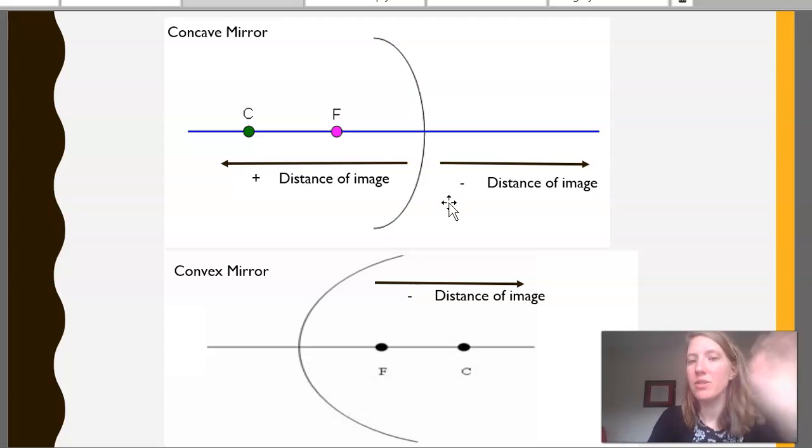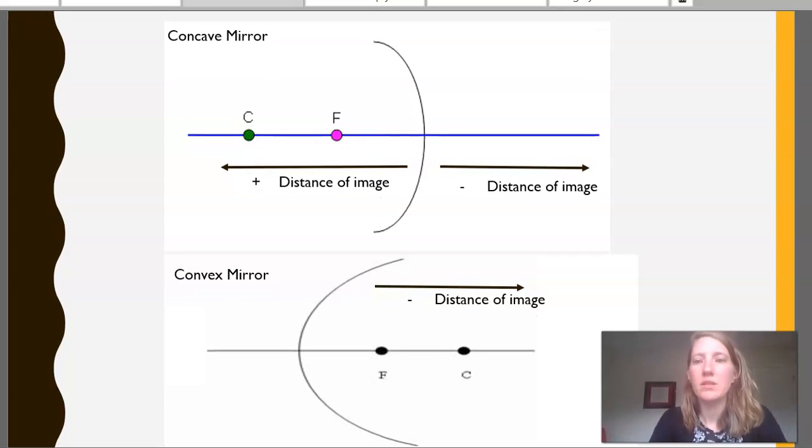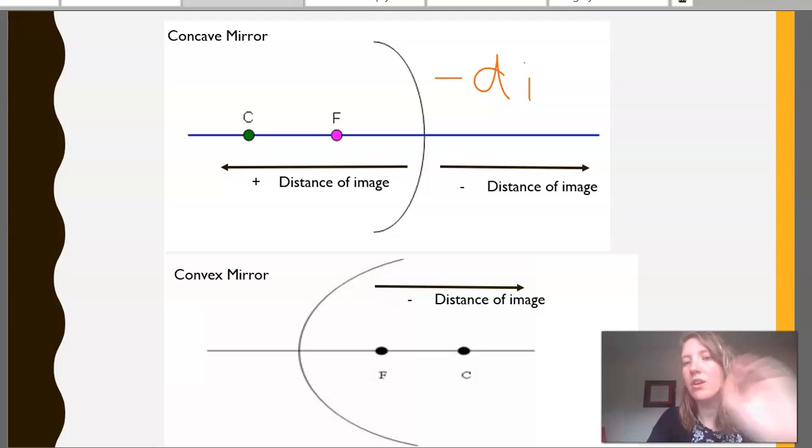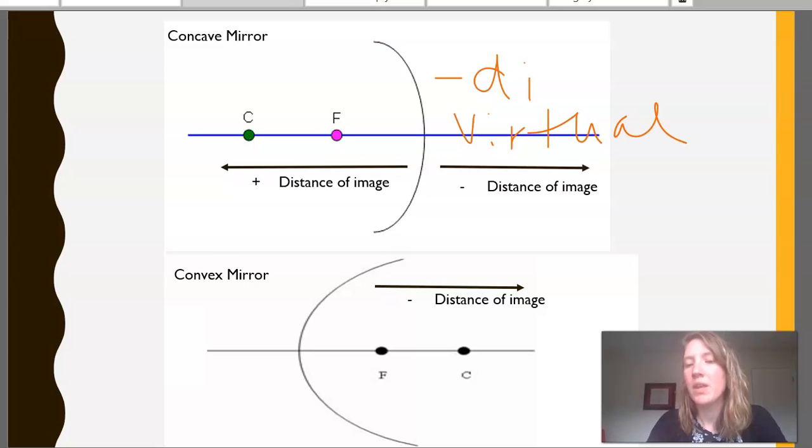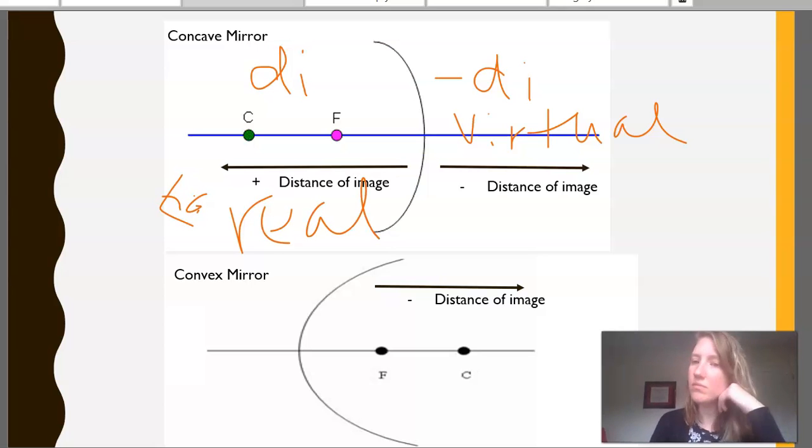But the distance of the image, so this is DI. If DI is negative, then that tells you it is on the opposite side of the mirror, and that would be a virtual image. Okay? If you end up with a positive DI, then it is on the same side as the observer, and it is on the same side as the object, so it will be real. Okay, so positive DI means real, negative DI means virtual.